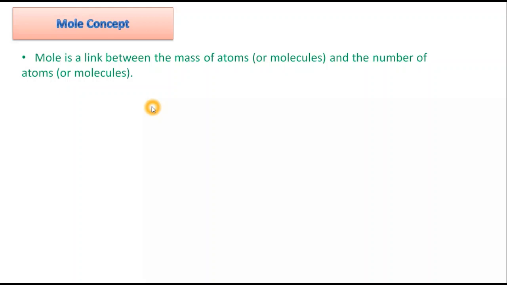Similarly, if we weigh a compound equal to its molecular mass in grams, then it also contains 6.022 × 10^23 molecules. Again, in this case also, gram molecular mass as well as 6.022 × 10^23 molecules represent 1 mole, right? So mole is nothing but a link between the mass of atoms or molecules and the number of atoms or molecules. And the number 6.022 × 10^23 represents the 1 mole, the gram atomic mass, or the gram molecular mass, depending on the element or compound.